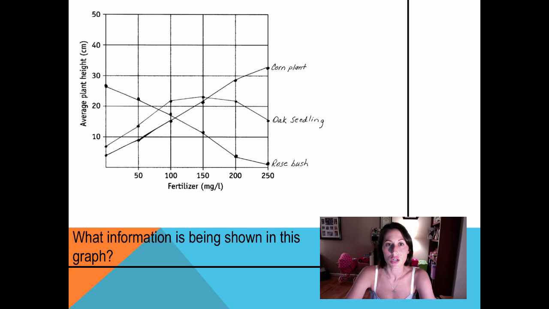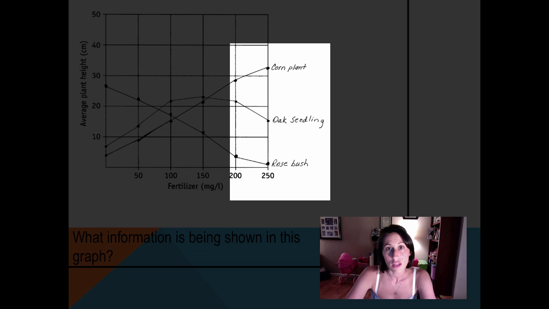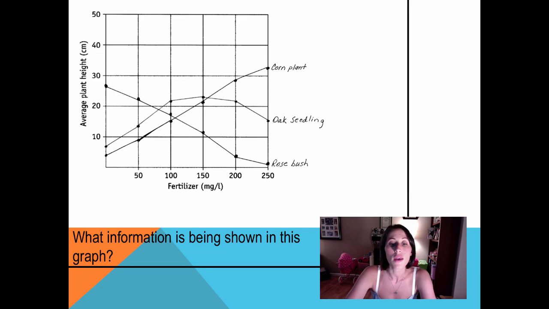I want you to take a look at this graph, and I'm going to be asking you a few different questions that go along with this, all right? If you pay attention here along the bottom, it talks about the amount of fertilizer, and it's in milligrams per liter, so that's the unit that the fertilizer is measured in. If you look at the vertical axis, it talks about the average plant height, and that unit is in centimeters. And then there are three different lines, and those lines are each labeled. One of them is a corn plant, one is an oak seedling, and one of them is a rose bush. So just looking at this graph, what information do you feel like is being shown in this graph?